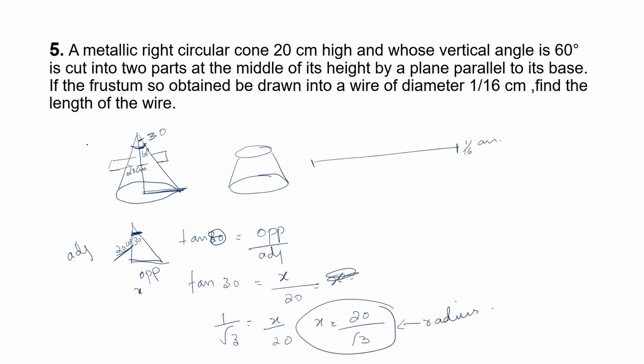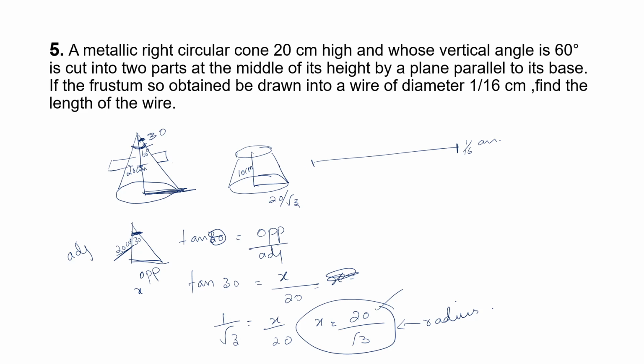Let us derive it one by one. The cone vertical angle is given as 60 degree. This is the right circular cone, so half of the angle will be 30 degree. Using that 30 degree, we can find the radius of the cone because it's not given. So the radius we have arrived at is 20 by root 3. The cone is cut in the middle. The height is 20 centimeter, which means this frustum height will be 10 centimeter. Okay, this is done.